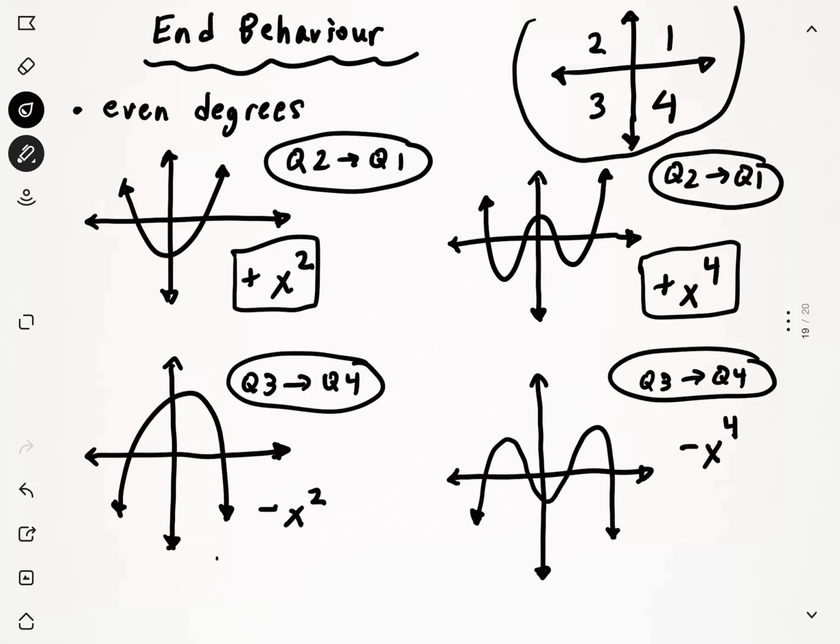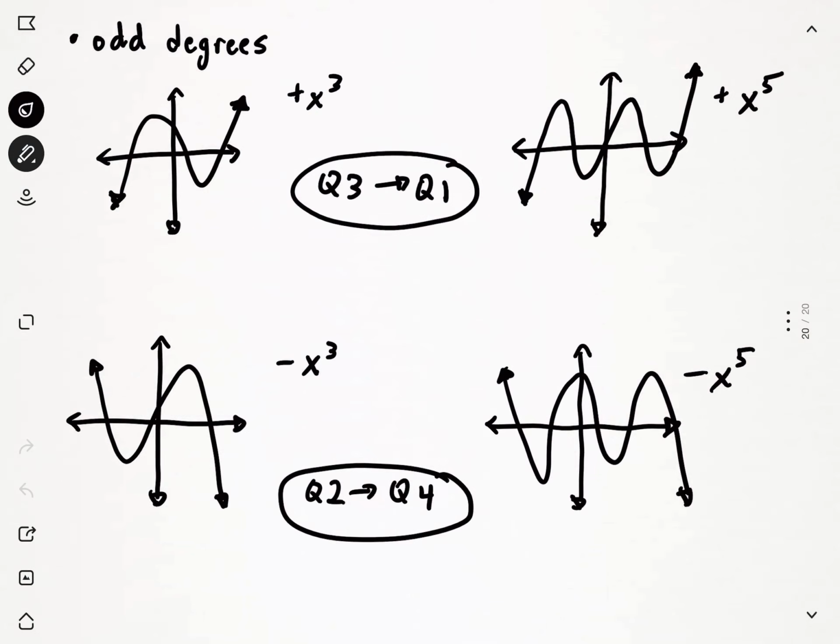You definitely want to keep this handy for the next couple of weeks. We're going to keep coming back to these end behaviors. Those are the even degrees. We also have odd degrees. So the positive x3, positive x5, they begin in quadrant 3 and end in quadrant 1. And similarly, the negative odd ones, negative x to the 3, negative x to the 5, begin in quadrant 2 and end in quadrant 4.